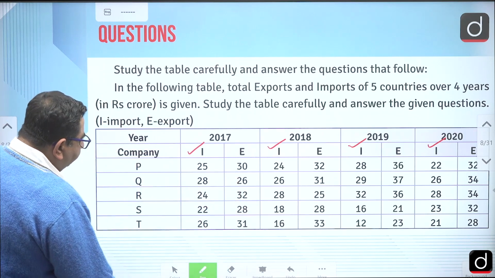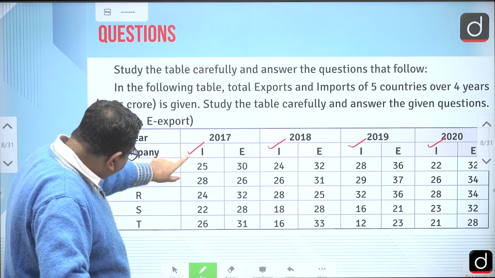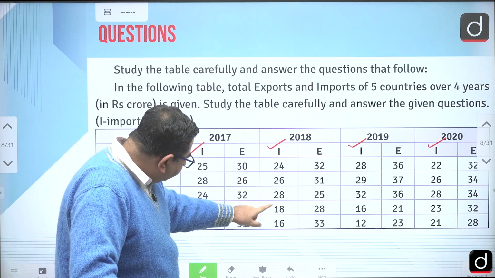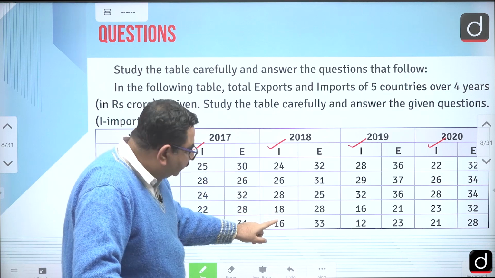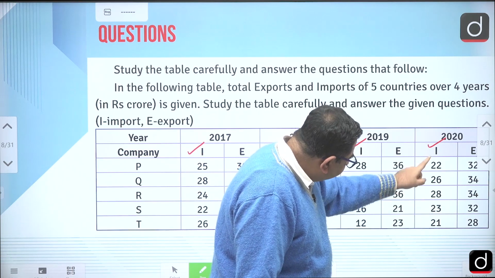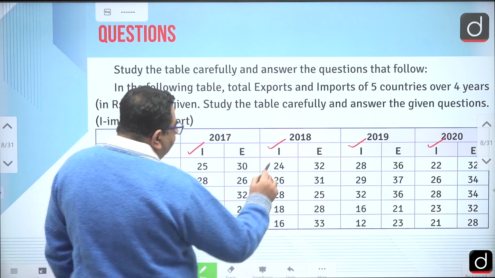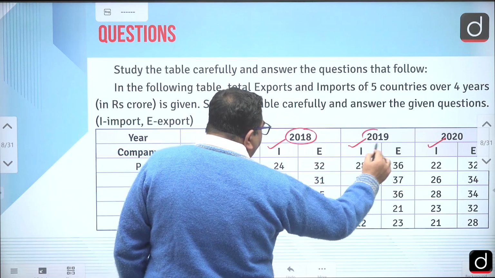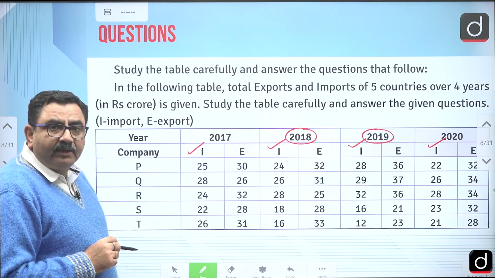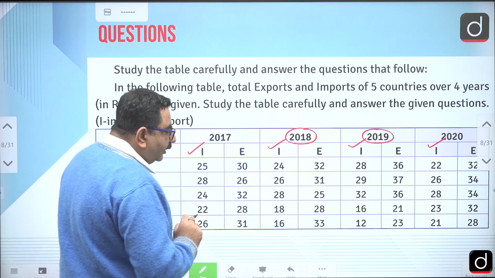Okay, so if you look at the data, here all the numbers are in 20s. Some are in 20s, some are in tens. Here some are in 20s, some are in tens. Here all the data are in 20s. So can I say by observation, minimum I will be getting either in 18 or in 19, right? Now let's check 18 and 19 and see which is lesser.